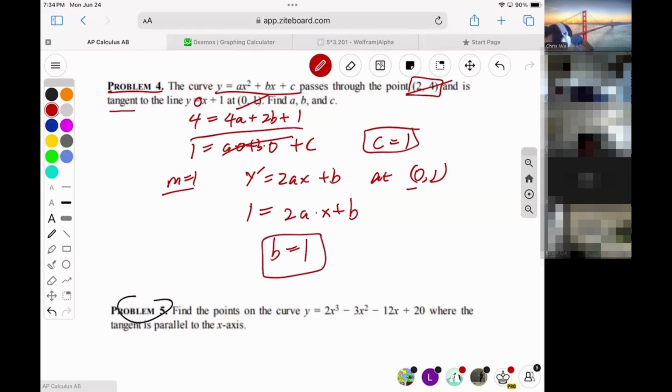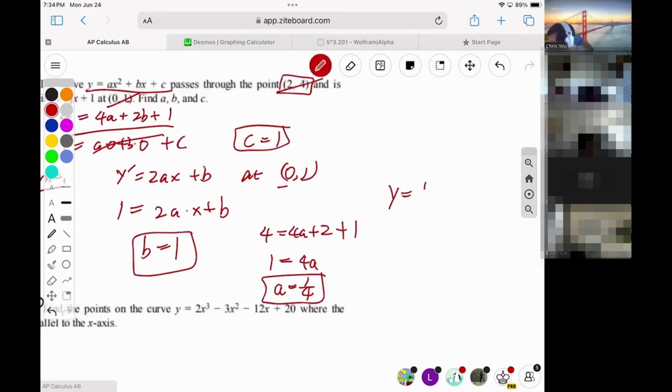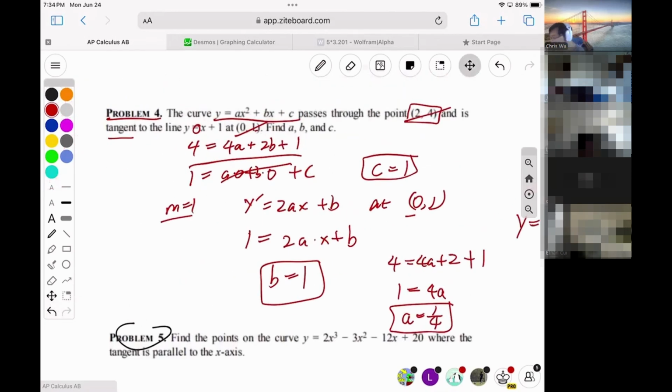Now I have this equation I can change. 4 equals 4a plus 2b, so it's plus 2, plus 1. So 1 is equal to 4a. a is 1/4. Altogether, y is equal to 1/4 x squared plus x plus 1. That's it. Okay. All right. Cool. So that's that.